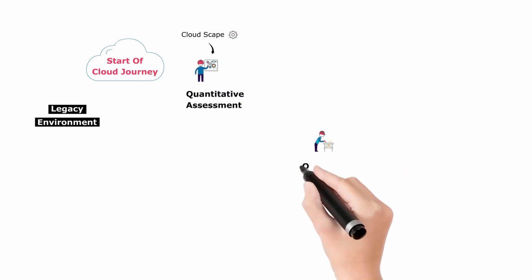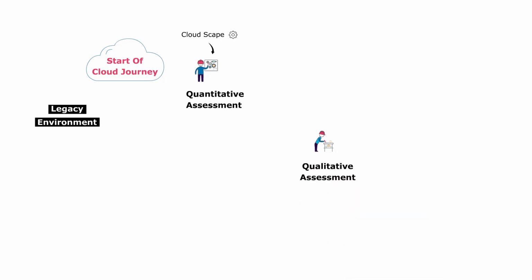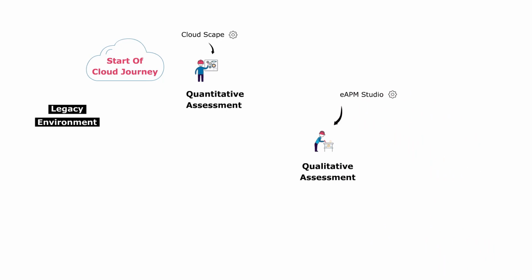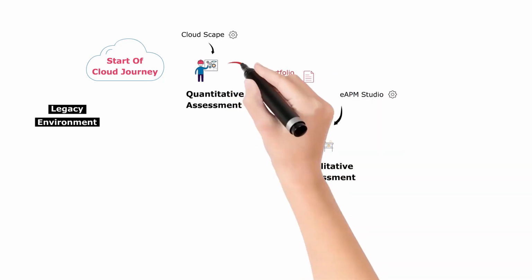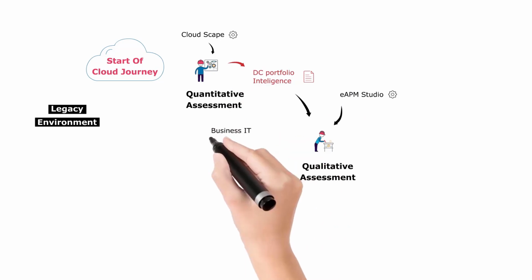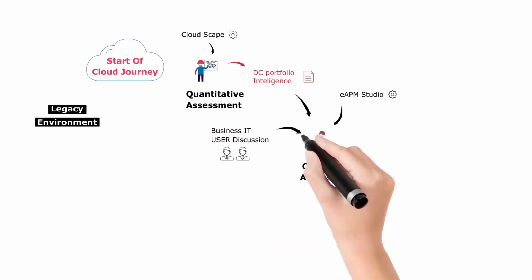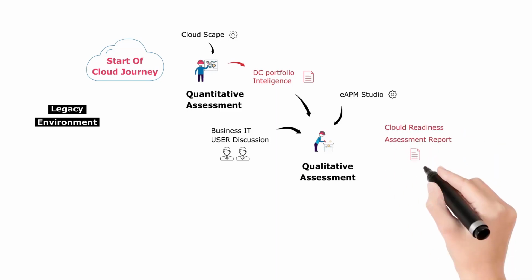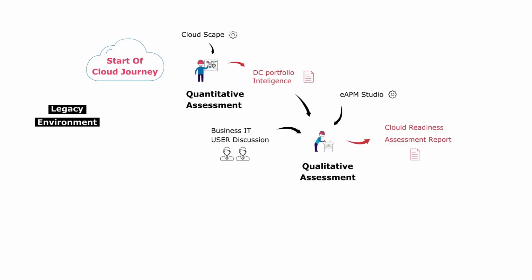Second, a qualitative assessment using a Capgemini commercial tool called EAPM Studio, which helps in gathering the data that comes in from CloudScape as well as from discussions with business users. The combination of quantitative and qualitative assessment approach helps to come out with a cloud readiness assessment report, which defines the cloud migration roadmap.